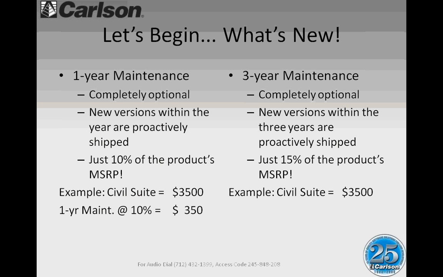So on our Civil Suite example earlier of $3,500, you could actually get 3 years worth of product upgrades and enhancements for only $525. And when you average that out over a 3-year span, the annual 1-year cost is $175. So it's a real cost-effective and affordable way to keep your software current and make sure that you're keeping up with all the technology that is being produced by Carlson Software.